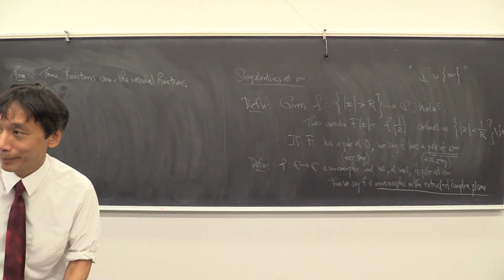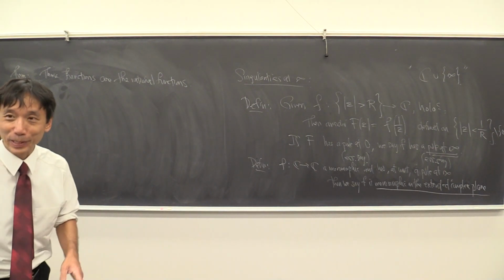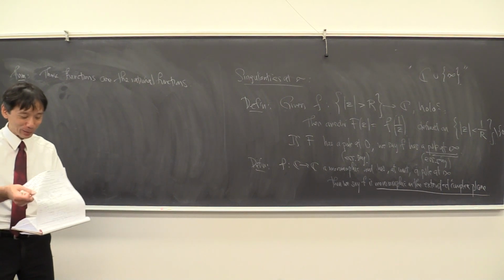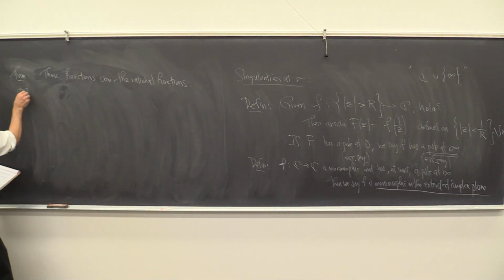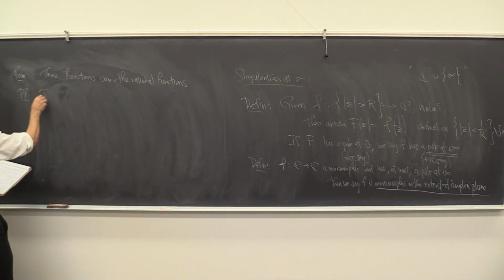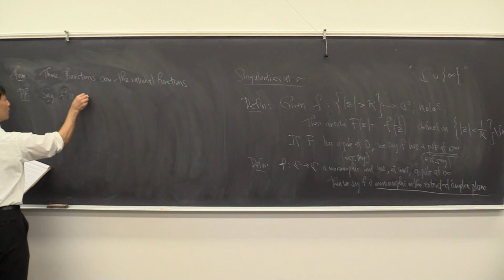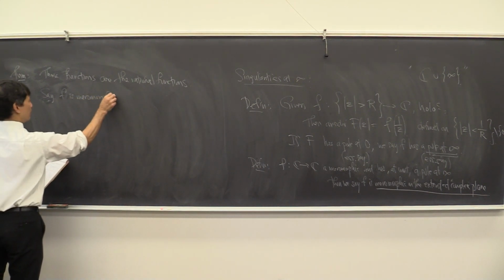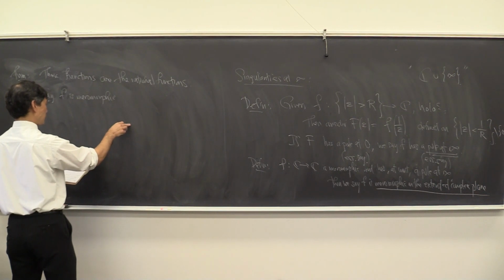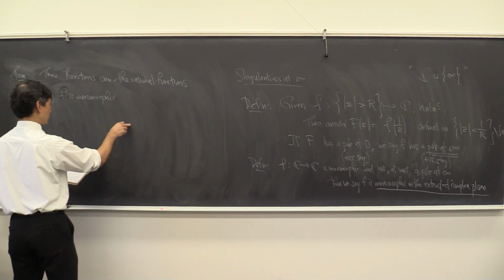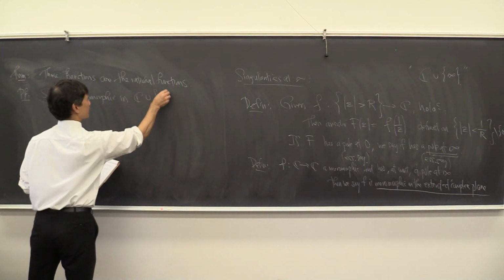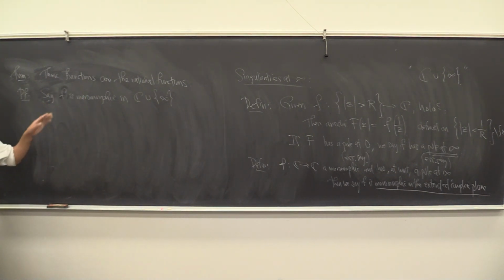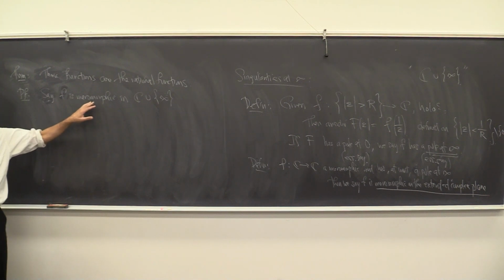Okay. Yeah, this is not the most exciting thing, but it'll get better shortly. I promise you. Okay. So proof. Say f is meromorphic in the extended complex plane. So it may have a removable singularity at infinity, or it may have a pole at infinity.